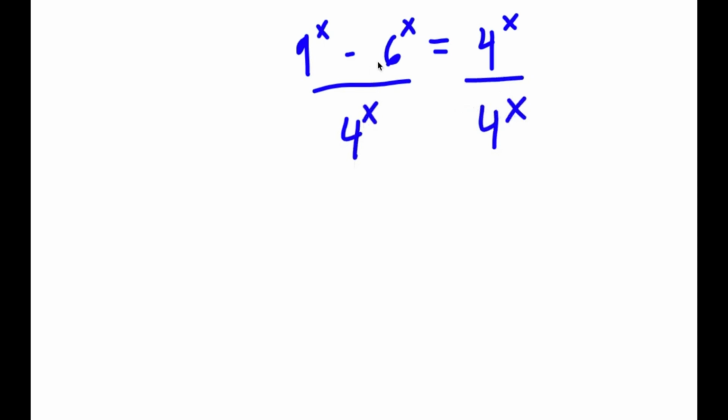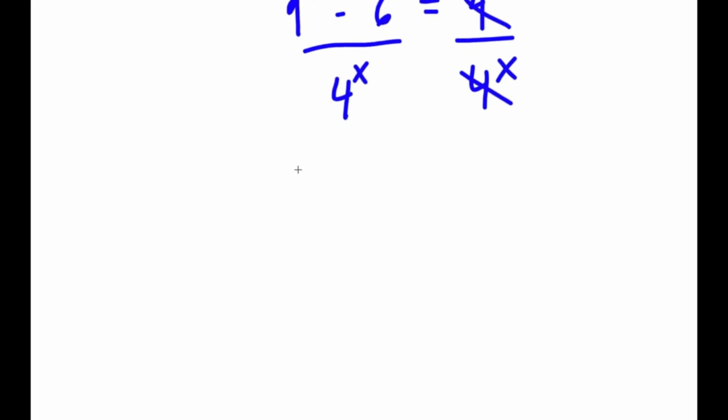So now I have 9 to the power of x minus 6 to the power of x over 4 to the power of x is equal to 4 to the power of x over 4 to the power of x. So then these two cancel out. So now I have 9 to the power of x minus 6 to the power of x over 4 to the power of x is equal to 1.